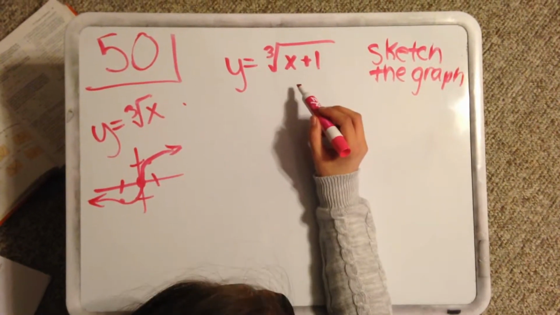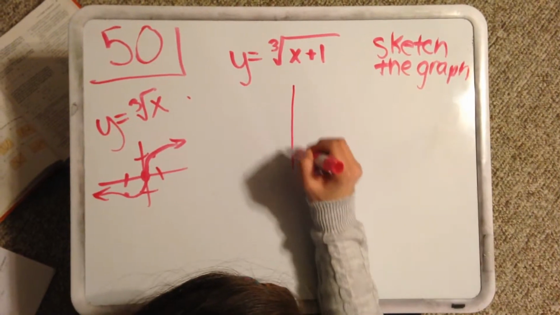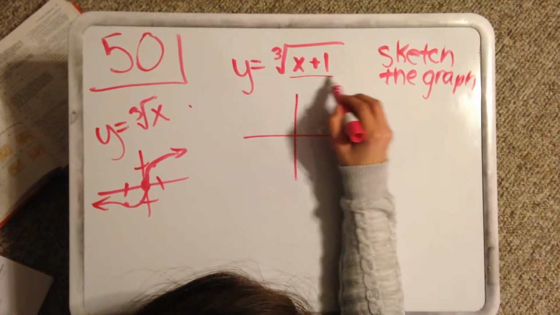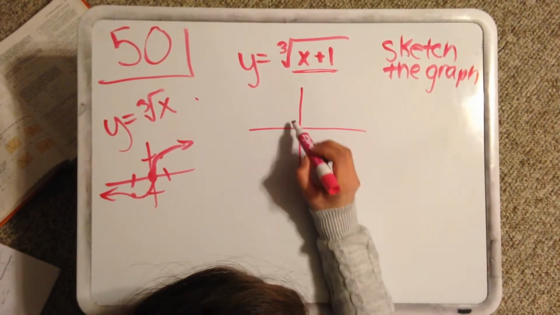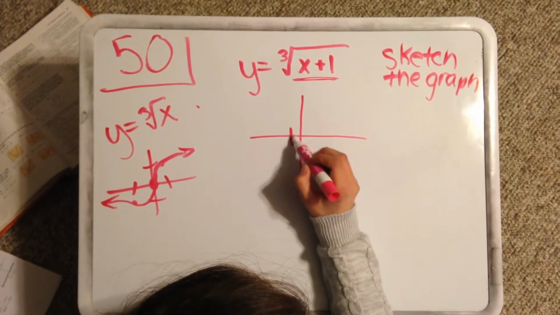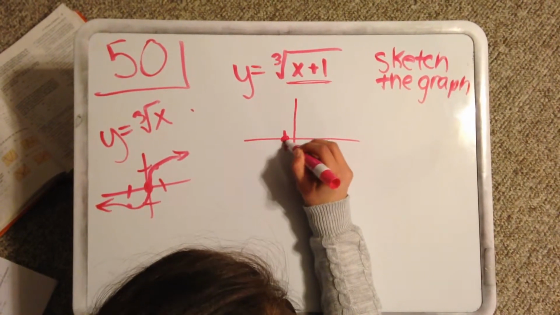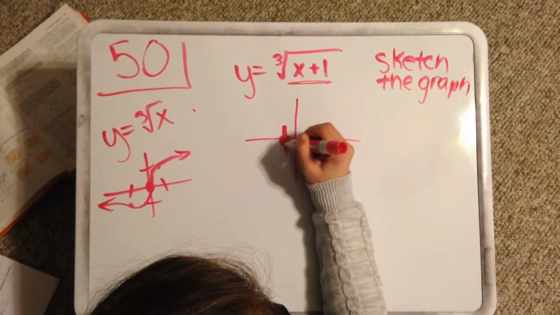So on this one we're going to do the similar thing. We're going to make a little graph. But since this one, the 1 is paired with the x, you're going to move to the left one. And that's where you're going to start. That's where your vertex or your main point is going to be.